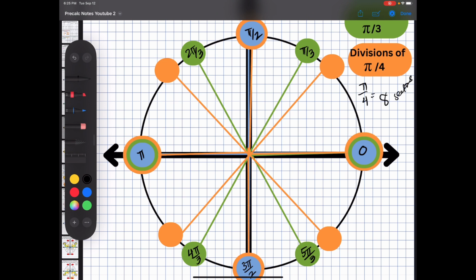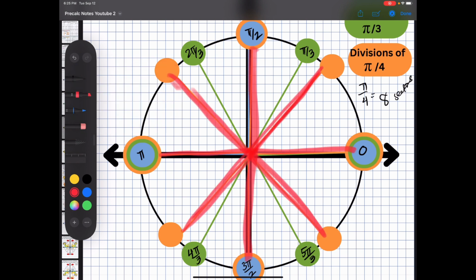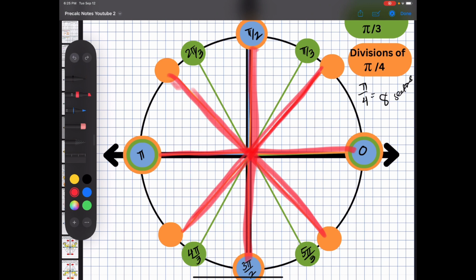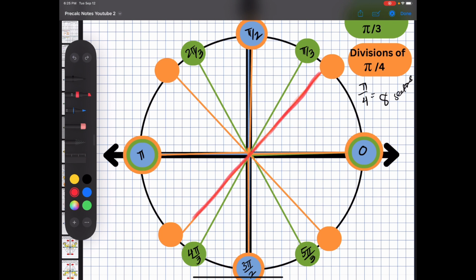Okay, so it's kind of hard to see because it's getting really busy with all of the different colors. But if I were to trace all the orange, and you count the orange sections, I have 1, 2, 3, 4, 5, 6, 7, 8. So I know it's kind of busy, but I do have all 8 sections of the divisions of pi over 4. And now we're going to go ahead and fill some of these in.